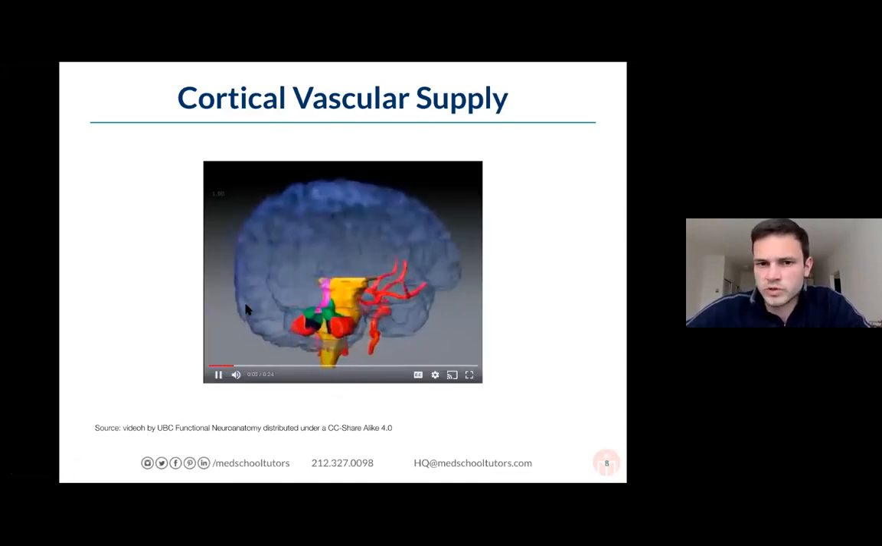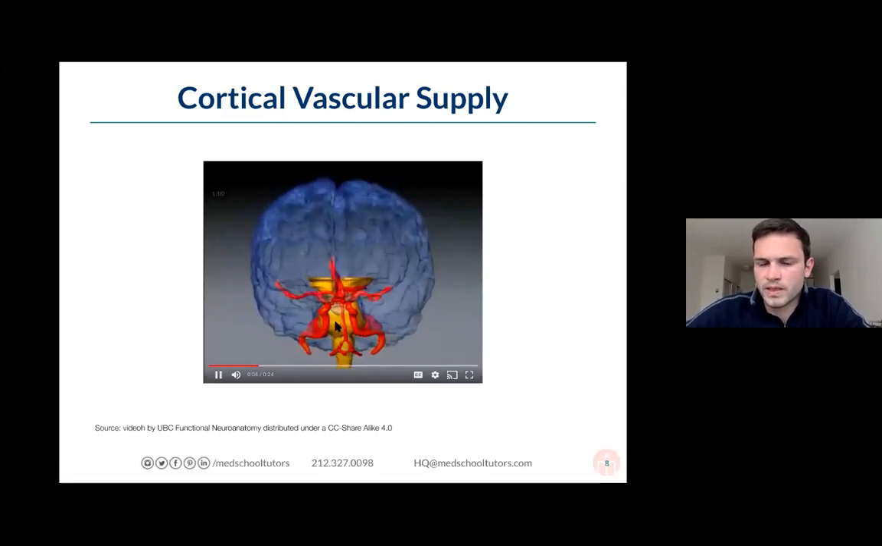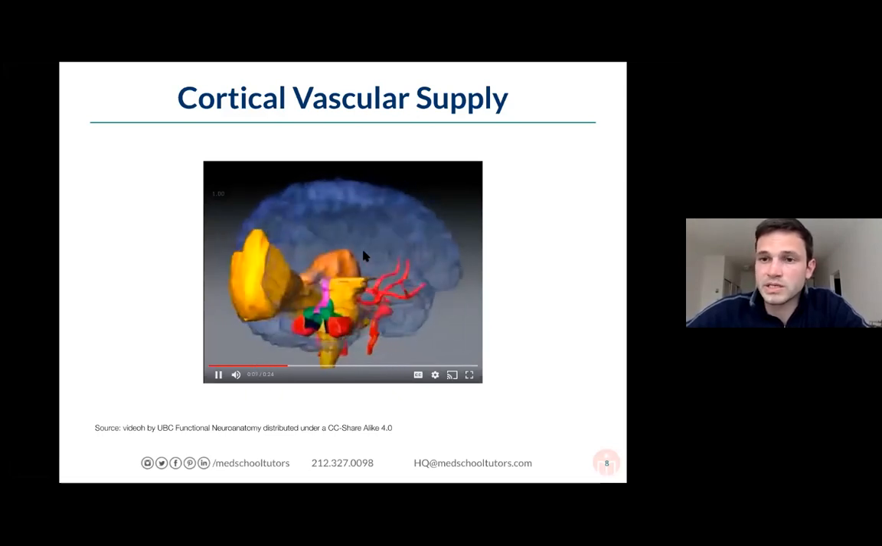So in this view, we're sort of just rotating around the brain. We have the brainstem in the middle. It's about to pop up in a golden color. This is the PCA distribution.